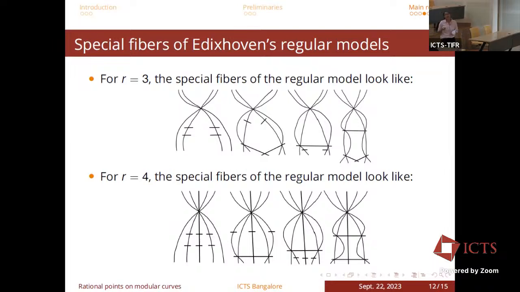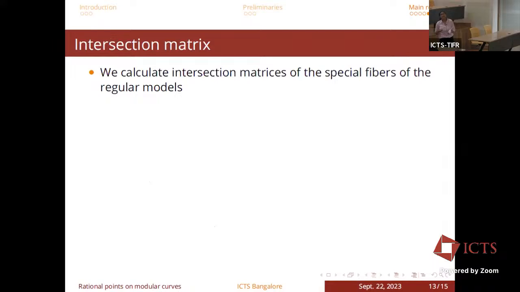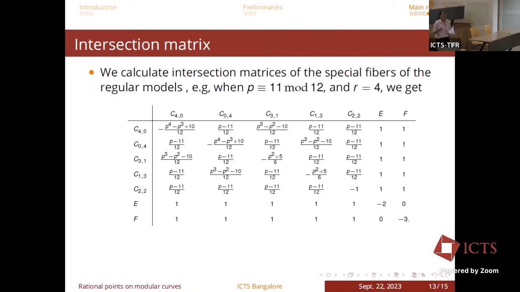So for each case, we have to find the intersection matrix for this special fiber. So we calculate the intersection matrix for the special fiber of the regular model. I will give one example. This is the easiest, smallest looking example, that's why it's written down.